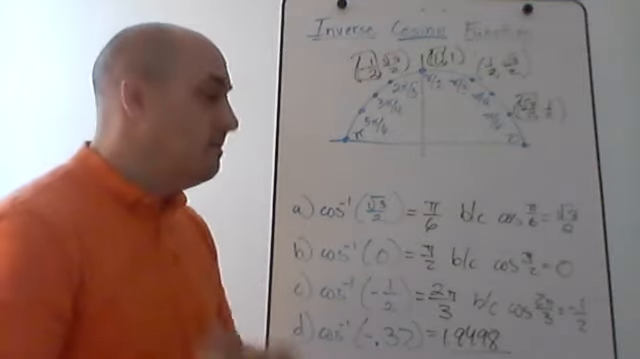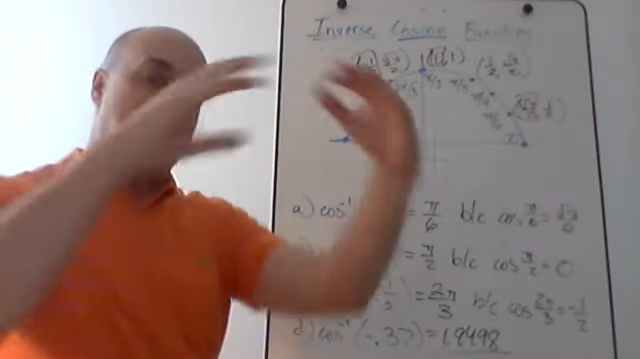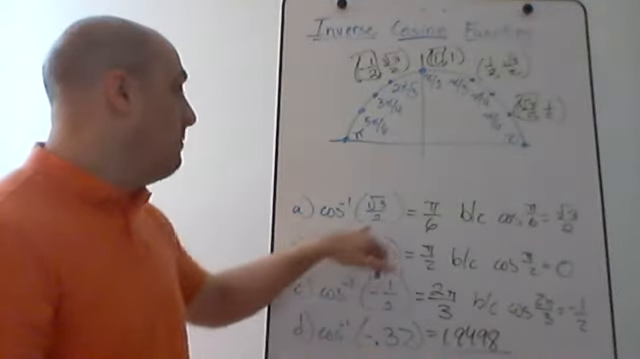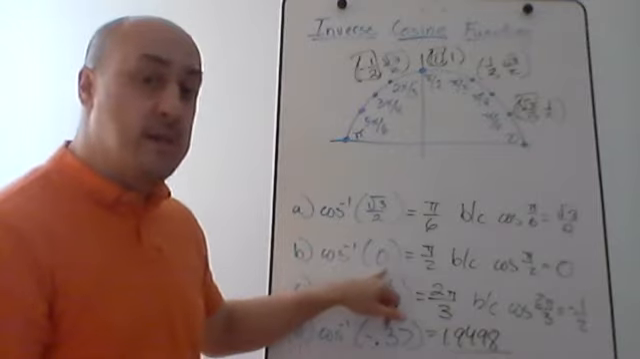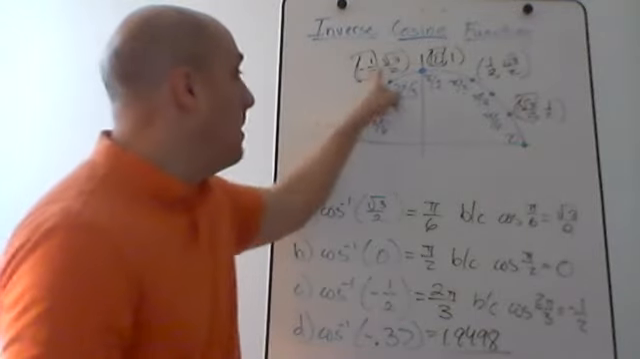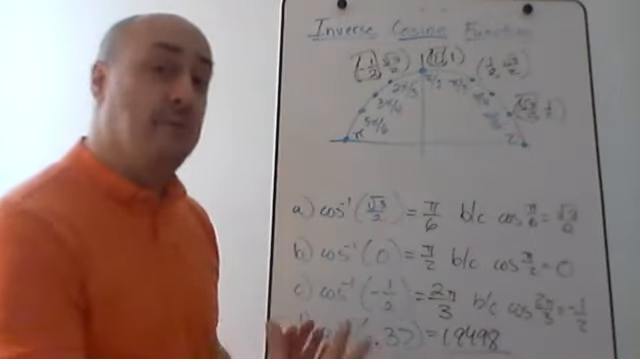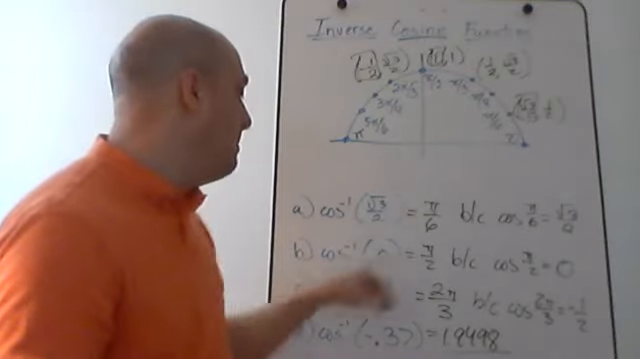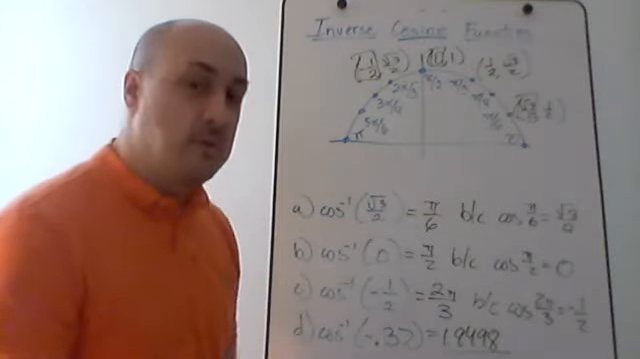Hopefully it made sense. Remember, key things for inverse cosine: top half of the unit circle, and I'm looking for the x-coordinate. Whatever number they give me is the x-coordinate of the point that I'm looking for on that top half of the unit circle. And then I give the pi number as my result. That's how we do inverse cosine.